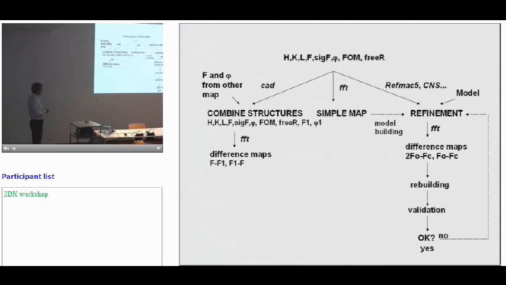But you also calculate the FO minus FC maps to identify differences between your model and the map. And this might require rebuilding in COOT or any of the other model building programs. And then validation, there are several programs in the CCP4 package for validation of your data. And if you're not satisfied here, you go back to refinement. So this is a cycle which may go on for quite some time. But when you're happy, then you stop the process.